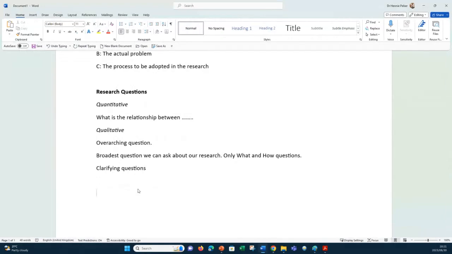If you are doing quantitative, your next heading, this is for the quantitative people, will be hypotheses. You'll have 2 hypotheses. You will have a null hypothesis and an alternative hypothesis.